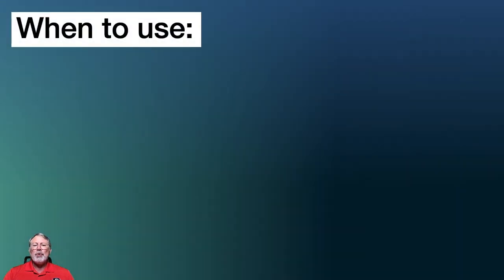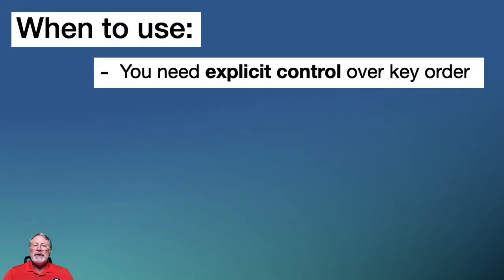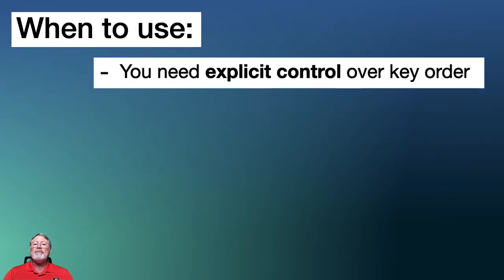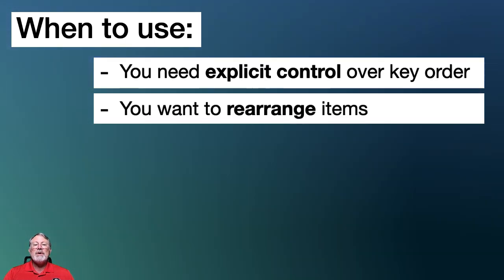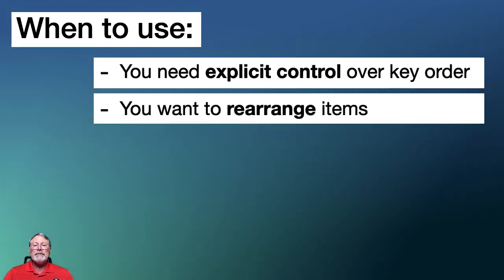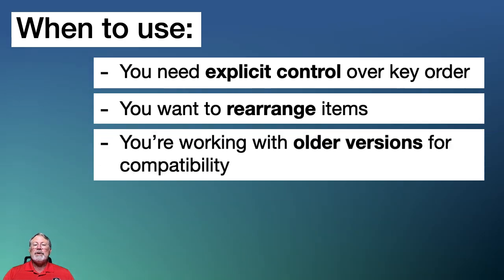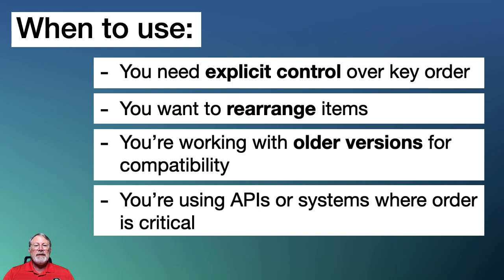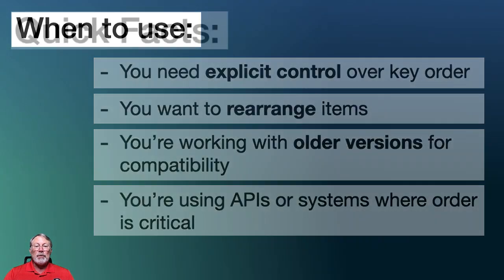You should use the OrderedDict data type when you need explicit control over key order, when you want to rearrange items, move to front or to the end, when you're working with older versions of Python for compatibility, when you're using APIs or systems where order is critical, like serializing to JSON, writing config files, or tracking history. Even though the regular dict preserves order now, OrderedDict gives you more tools to work with that order.